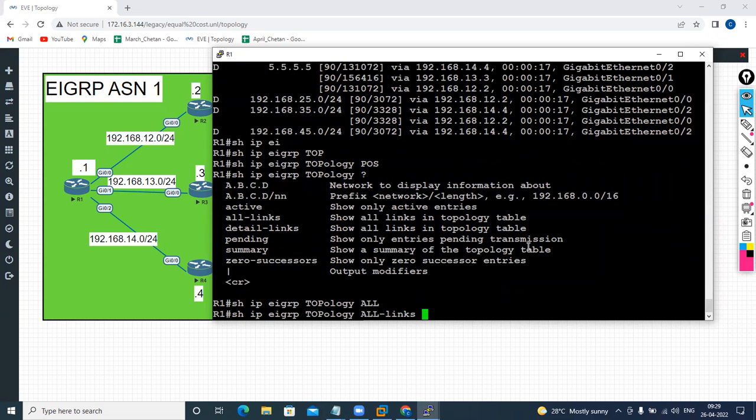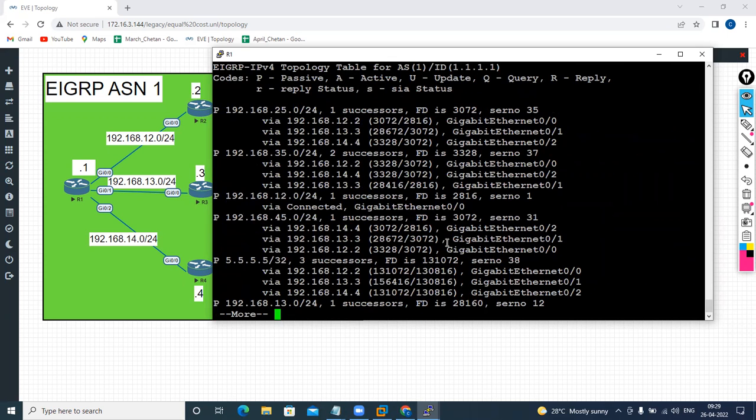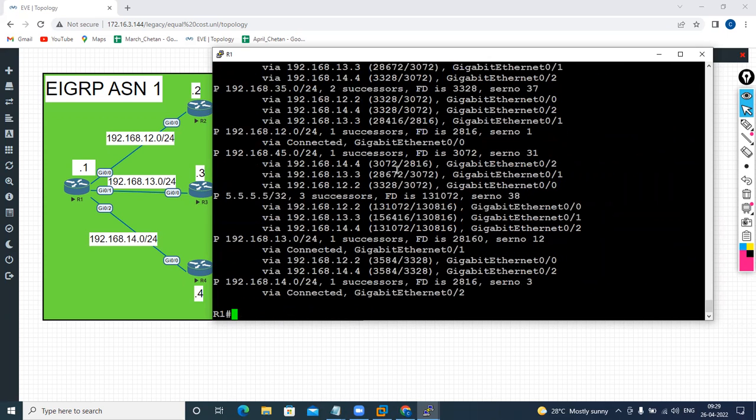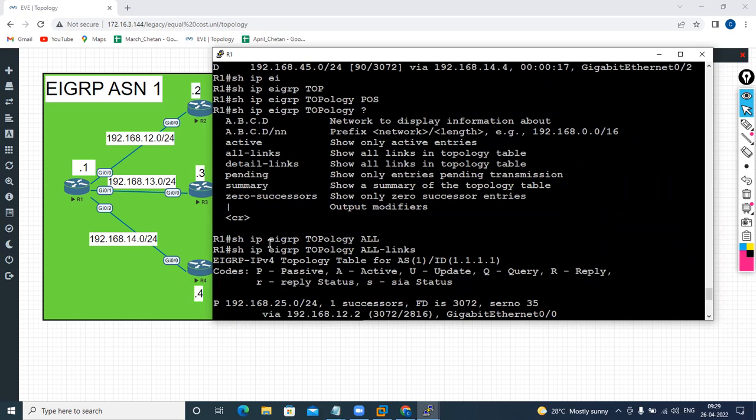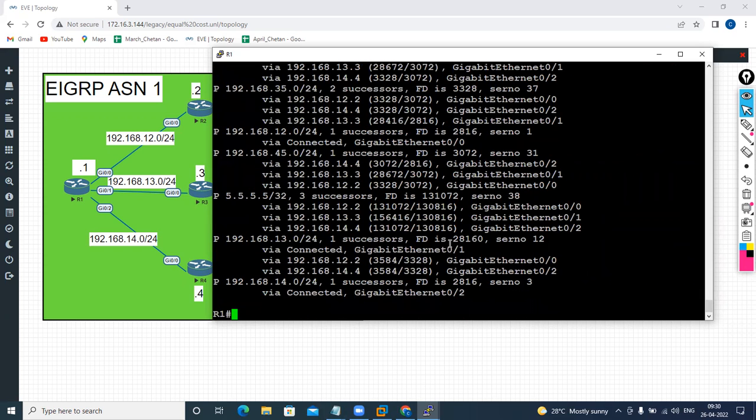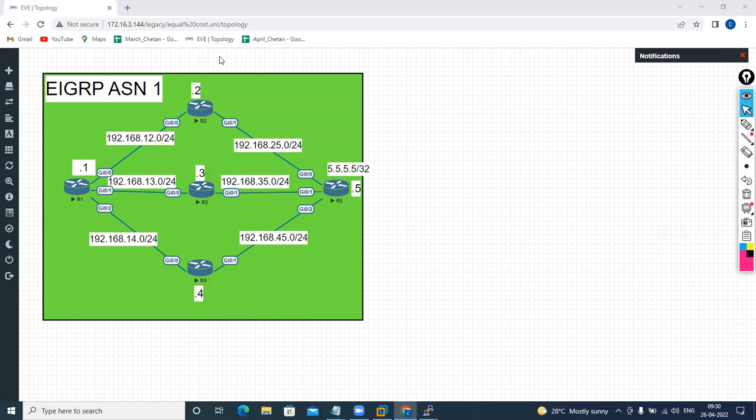All links. This will show you even the loop paths as well. Suppose let us consider a path has not been elected as a feasible successor. That path will also show using this command. You can check. Show IP EIGRP topology all-links, but not required. So why it doesn't install that path into the routing table is that it may cause loops. So it must satisfy the feasibility condition in order to be elected as a feasible successor. Clear, Balaji? Yes. Okay.